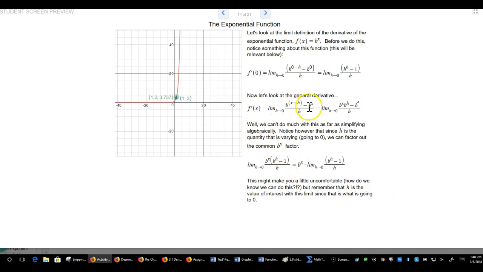Now let's look at the general derivative. Again, I have the difference quotient. I can't really do much with this, except I can factor out that common factor of b to the x. But now notice that this limit is in terms of h. This b to the x isn't really coming into play with this limit. H is what's changing. So I can treat that b to the x as if it were a constant, and I can factor it out from the limit. So I have b to the x times this limit. And this was the one that we looked at up here. So the derivative is b to the x times the derivative of this function at 0.